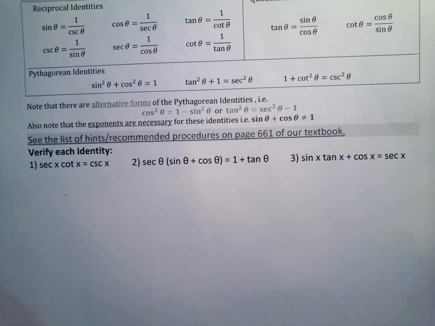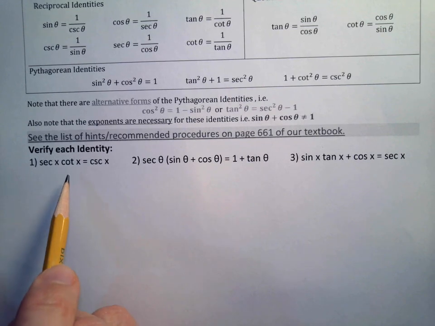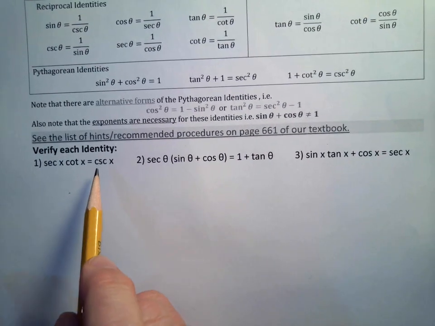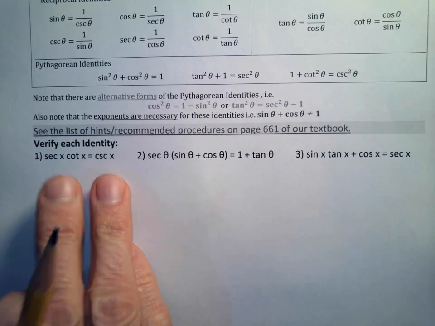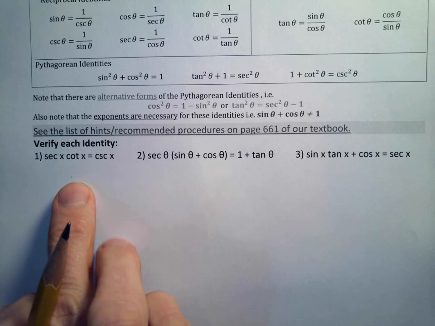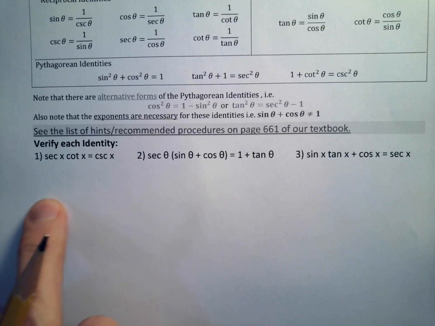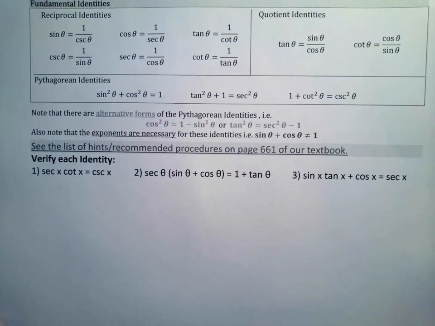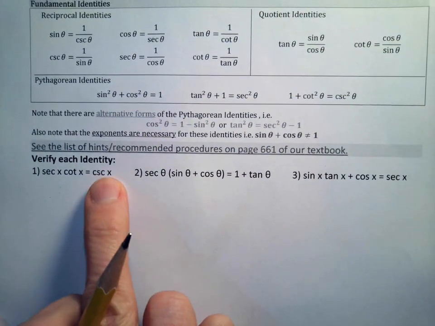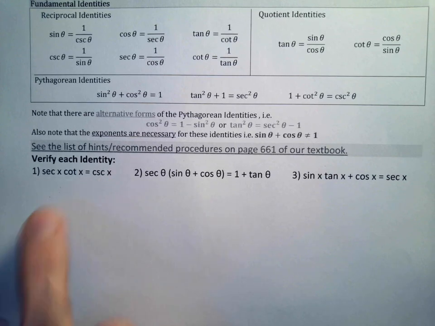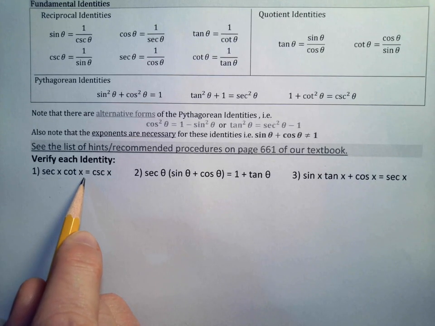So number 1, secant x times cotangent x equals cosecant x. We want to verify this identity. So what we want to do is start with one side or the other, manipulate it using identities, using algebra, and turn it into the other side. So first, we want to start with the more complicated side. This side appears to be more complicated.